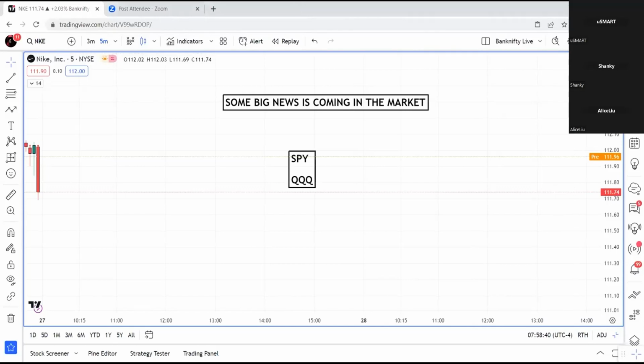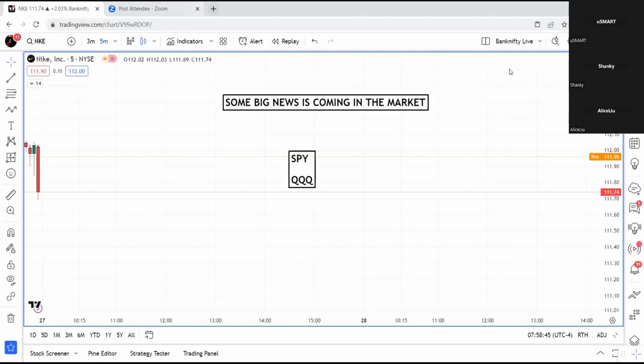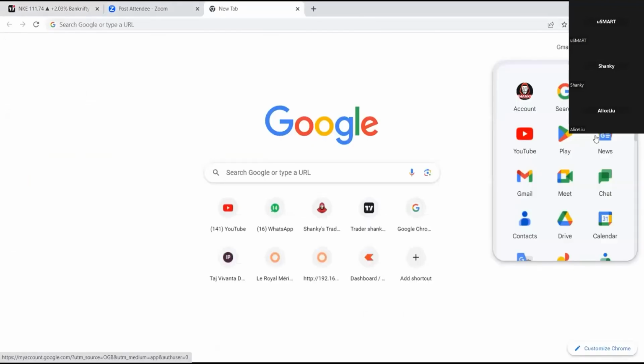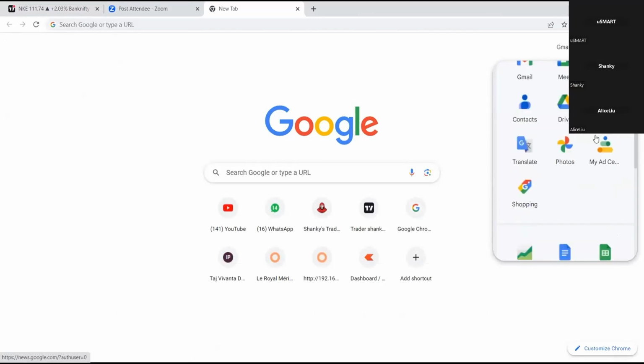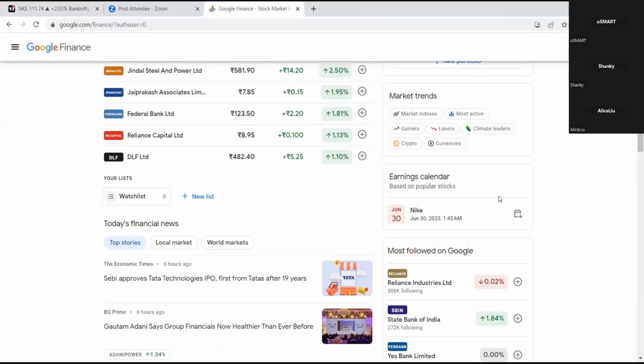You have to go here. What you have to do is just go here. Do you see this tick mark? Go here, and come down from this tick mark. Go in finance like this. Once you go into finance, click here US. There is a US over here. Click US. Come down. There is an earning calendar. So once you click this earning calendar, it will tell you all the earnings for the month.